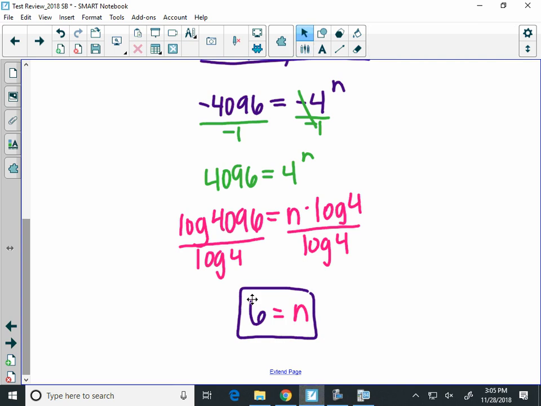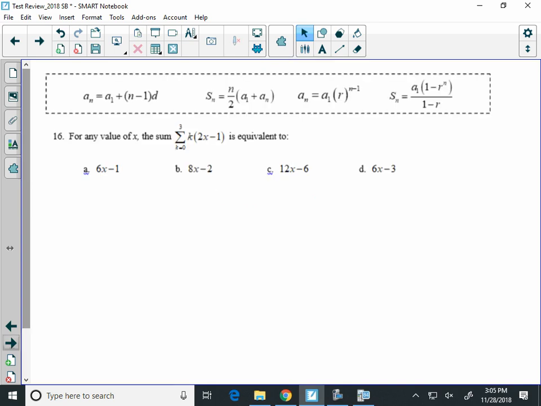All right, flip your page. We're going to jump right into number 16 here. This one is tricky. It's a multiple choice question. It says, for any value of x, the sum from k equals 0 to 3 of k times (2x minus 1) is equivalent to what?